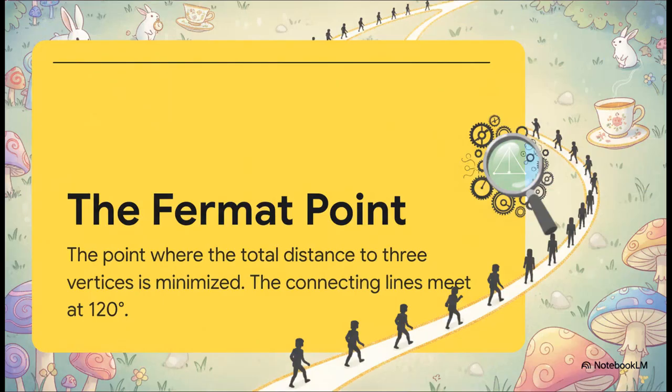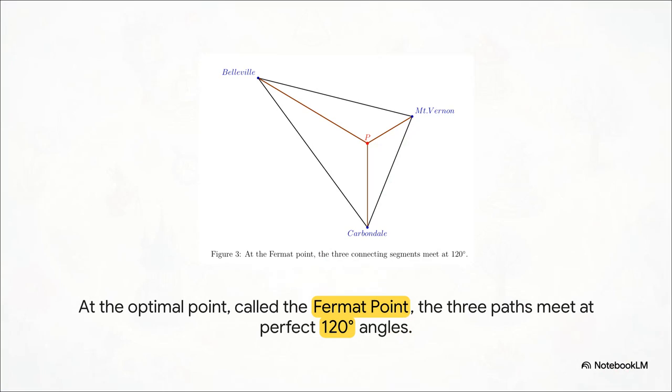This optimal spot has a name. It's called the Fermat Point. It's defined as that one unique point inside a triangle where the total distance to all 3 corners is at an absolute minimum. And what makes it so special? The defining feature is that the 3 paths branching out from it all meet at perfect 120-degree angles to each other. And this right here shows you exactly what we're talking about.